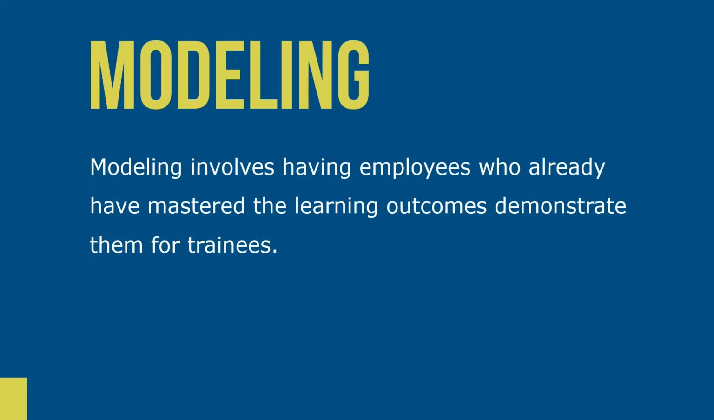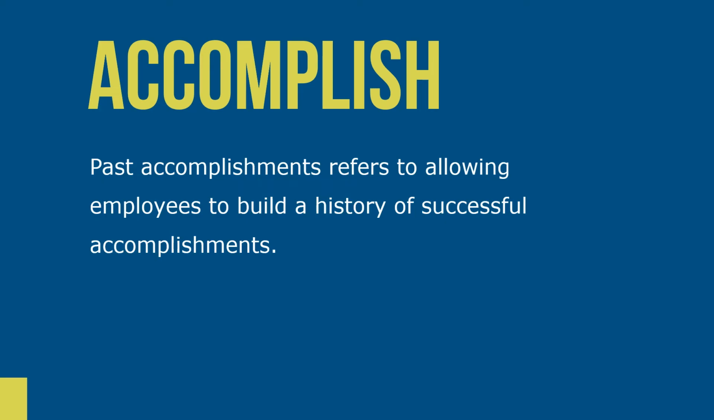Modeling involves having an employee who has already mastered the learning outcomes demonstrate them for trainees. As a result, employees are likely to be motivated by the confidence and success of their peers. Past accomplishments refers to allowing employees to build a history of successful accomplishments. Managers can place employees in situations where they're likely to succeed and provide training so that people understand how to do it.